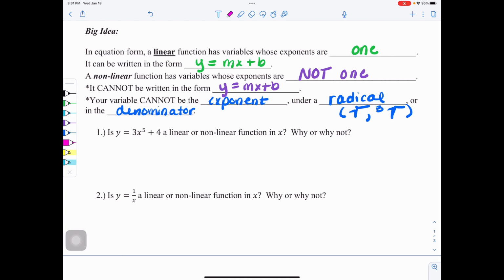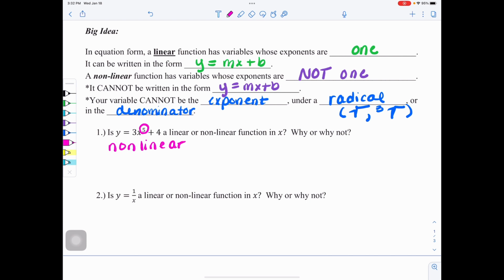Number 1 says, is y equals 3x to the 5th plus 4 a linear or nonlinear function in x? Why or why not? So we want to take a look at the exponents. Either I have exponents of 1 and it's linear, or I do not have exponents of 1 and it's nonlinear. So when I look at this, I see this right here that is not a 1. So that tells me that this is nonlinear.